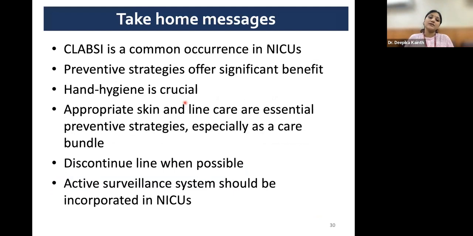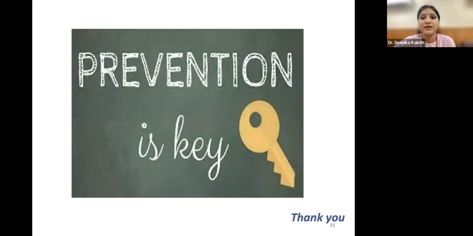So I end my session here saying that CLABSI is a common occurrence and preventive strategies offer a significant benefit. And I cannot overemphasize hand hygiene. Hand hygiene is the most crucial step that we need to follow diligently, religiously, at every moment: before and after touching the patient and before and after any procedure. And appropriate skin and line care are essential, especially as a care bundle, if possible. But scrubbing the hub is very, very important, and skin antisepsis goes a long way. And we need to review daily the need for a line and discontinue whenever possible. And an active surveillance system can help us in the long run to understand what is happening in our NICU. Thank you. I will be happy to answer any questions.